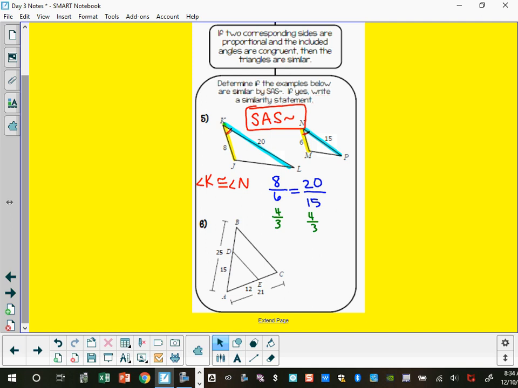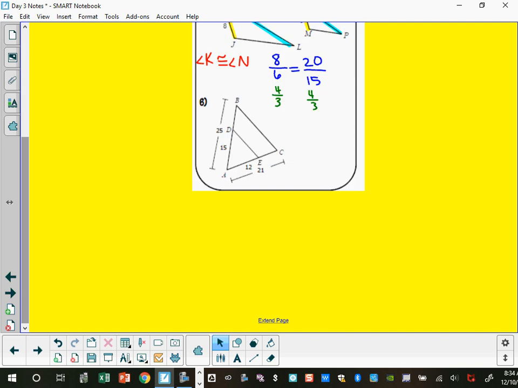Alright, number 6 is an important one. You'll see it again. Do you guys see how there's basically 2 triangles here? I have a small triangle I'm going to highlight in yellow. And then I have a big triangle that I'm going to highlight in light blue. Alright, so we're going to see if this could be side, angle, side.